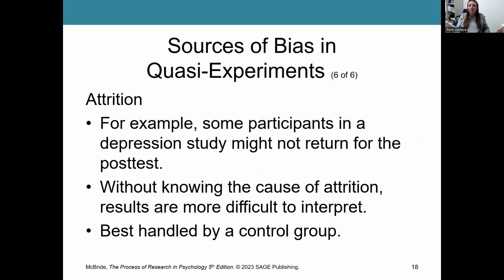Some participants in a depression study might not return for the post-test, and if you don't know why people didn't come back, it's kind of hard to figure out, was it individual difference? Was it a life circumstance? But again, if you have a control group, you can see, well, even 30% of the people in my control group who don't have depression also didn't come back. So it couldn't have been a depression factor, right? There's way more information if you have a control group to test things against.